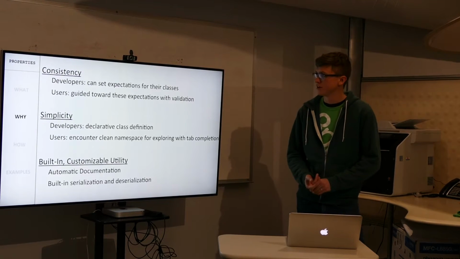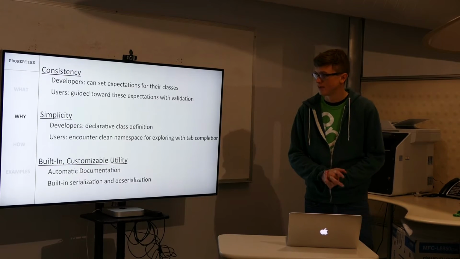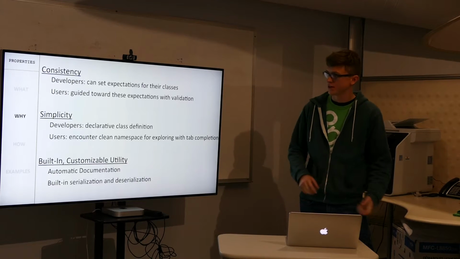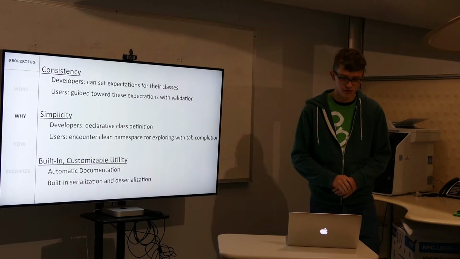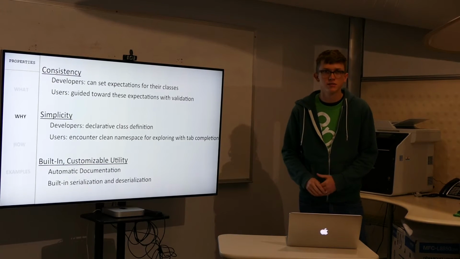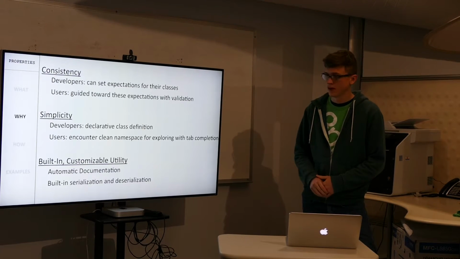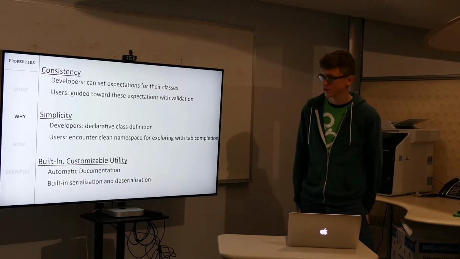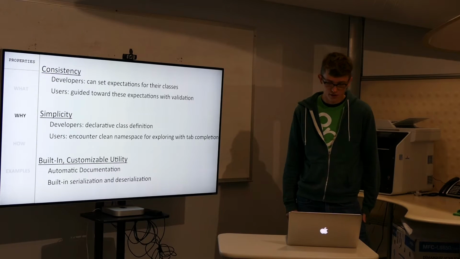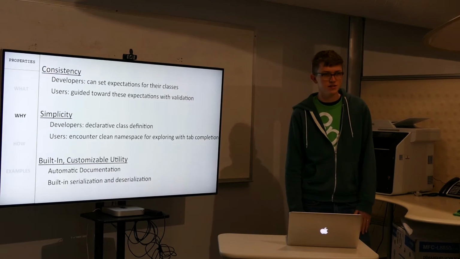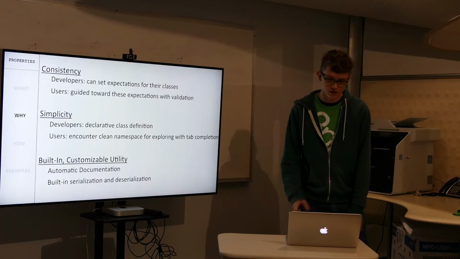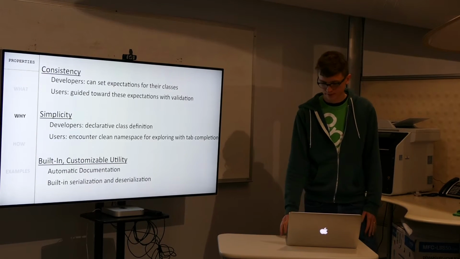And there are a few other advantages to using properties. It has some built-in customizable utility like automatic documentation, which feeds back into simplicity for both the developers and the users. Developers don't have to worry quite as much about documenting every little facet. And then users have this documentation to use, regardless of what the developer did. There's also built-in serialization and deserialization, which makes these classes a bit more portable, and you can save your work and come back to it maybe.